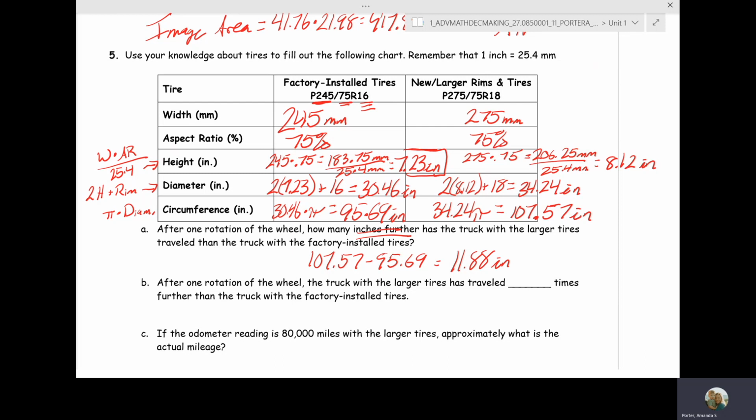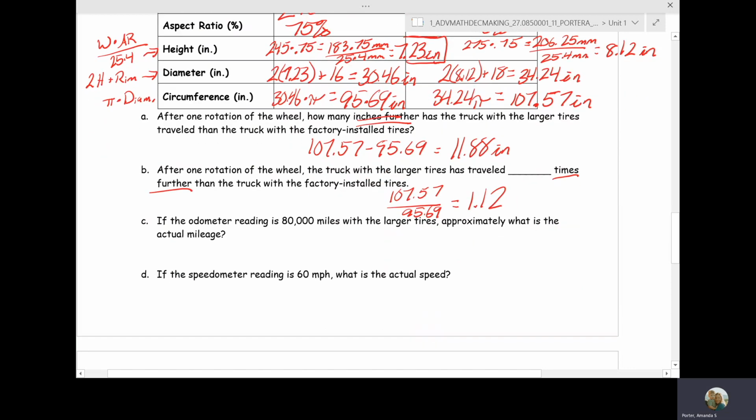B part, after one rotation, the truck with the larger tires has traveled a certain number of times further than the truck. That times further, not inches further, times further implies division. So you're going to take that 107.57 over 95.69. You get 1.12 times further, which is how we answer C and D.